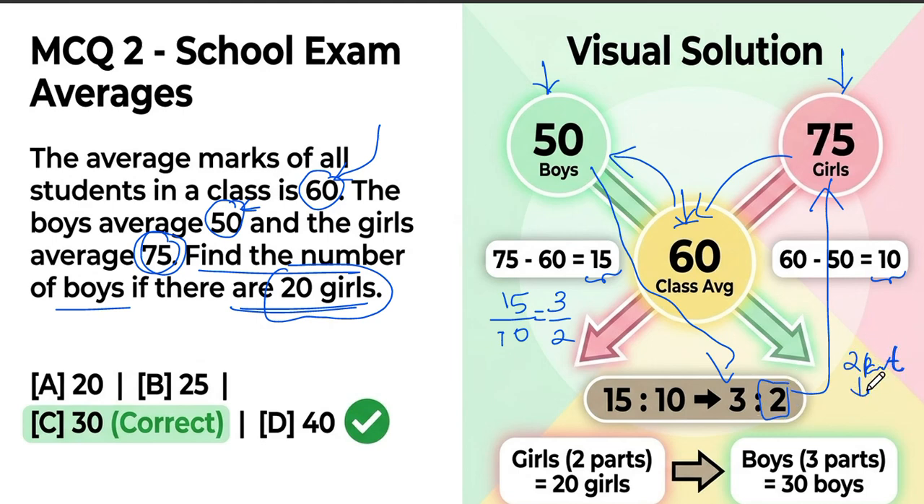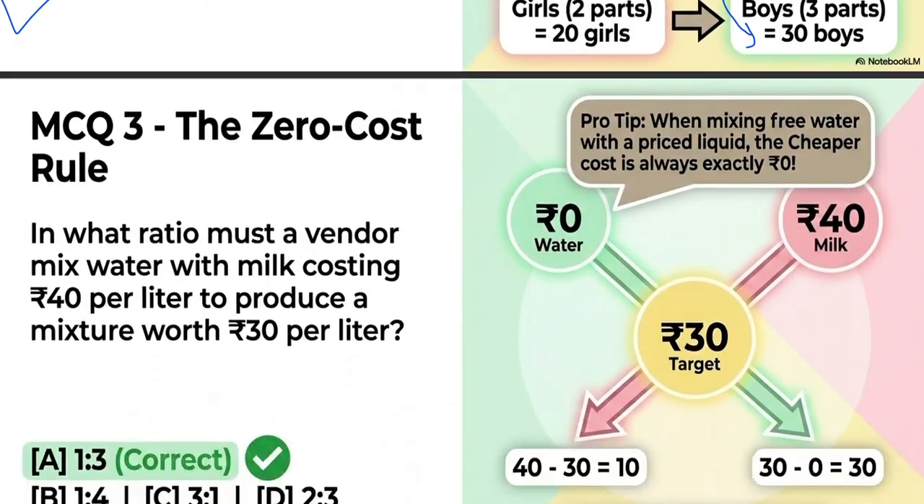So 2 parts mean 20 girls. We have to find the number of boys, which is part 3. So 2 parts mean 20 girls, so 3 parts mean 30 boys. So the correct answer is 30 here. Look at the next question.